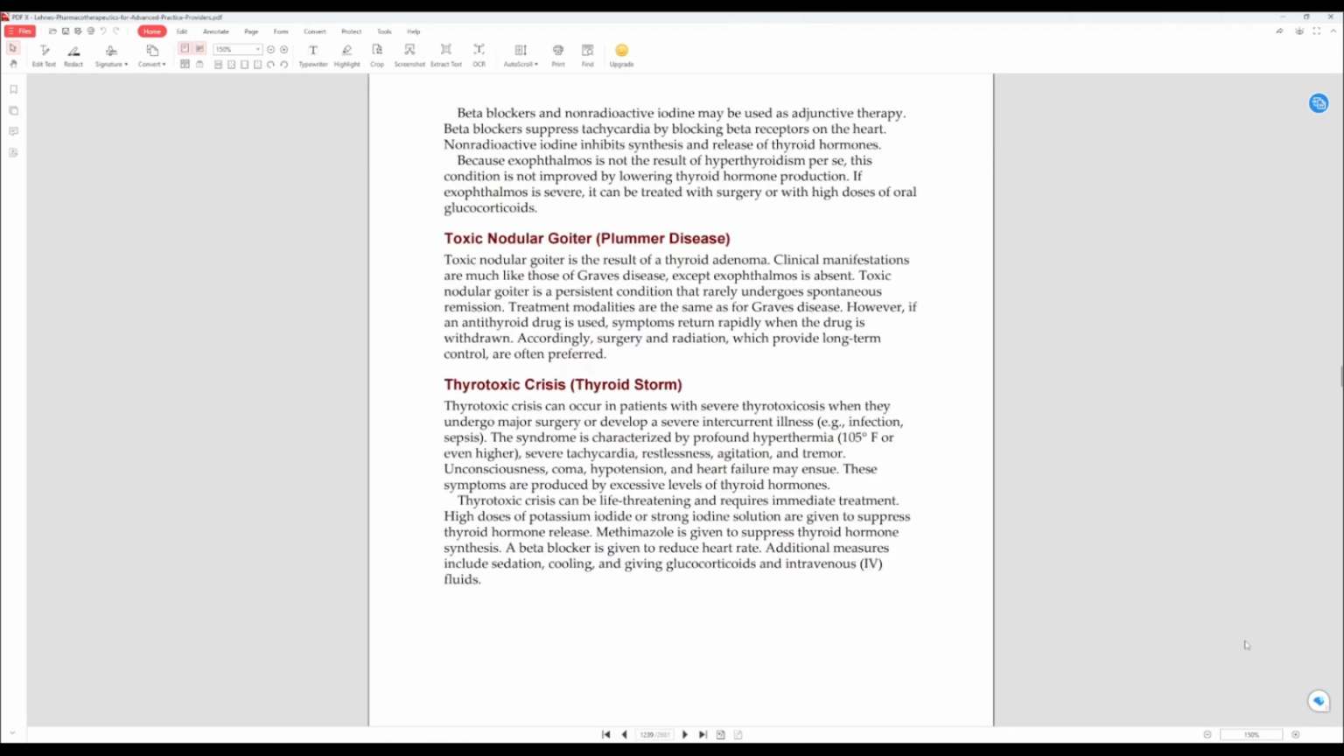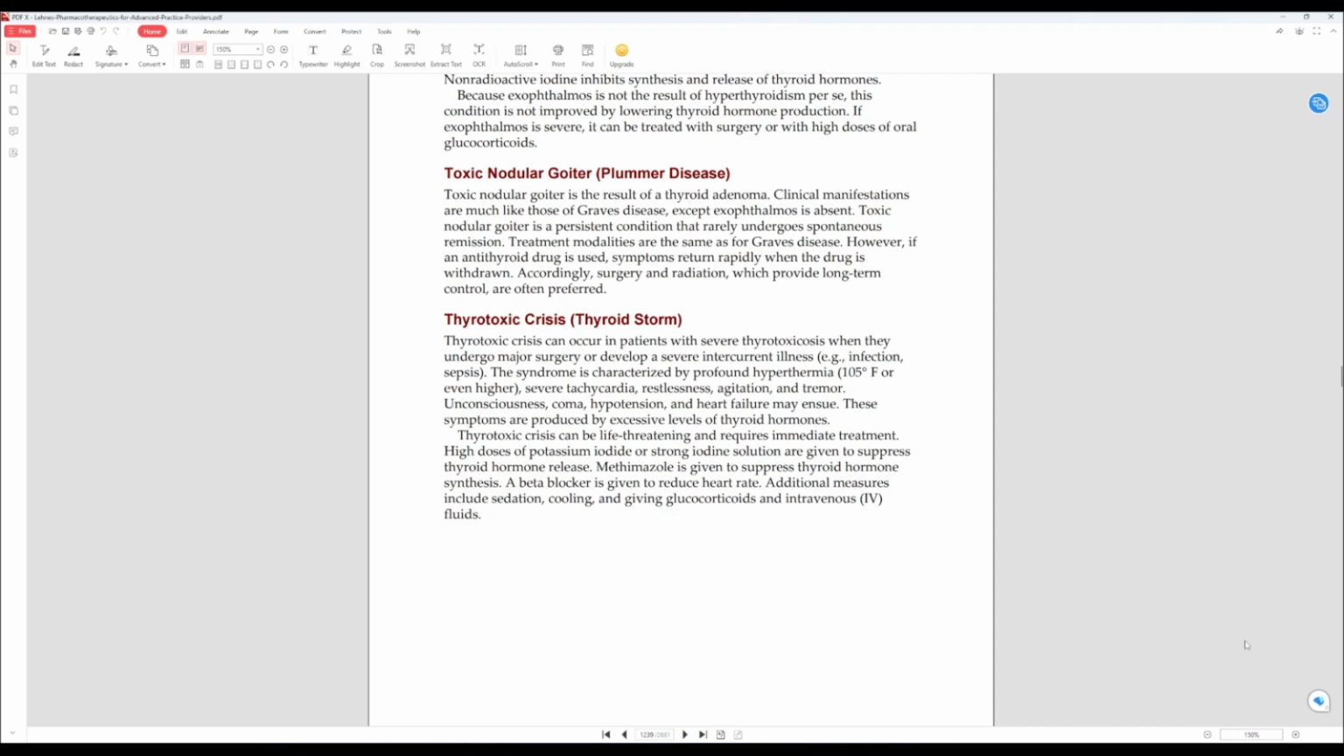Now let's talk about the toxic nodular goiter, or Plummer's disease. The toxic nodular goiter is the result of a thyroid adenoma. Clinical manifestations are much like those of Graves' disease, except exophthalmos is absent. The toxic nodular goiter is a persistent condition that rarely undergoes spontaneous remission. Treatment modalities are the same as for Graves' disease. However, if an antithyroid drug is used, symptoms return rapidly when the drug is withdrawn. Accordingly, surgery and radiation should provide long-term control and are often the preferred method.